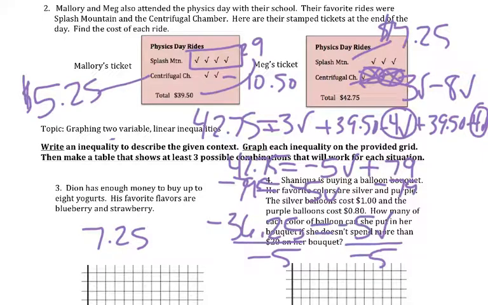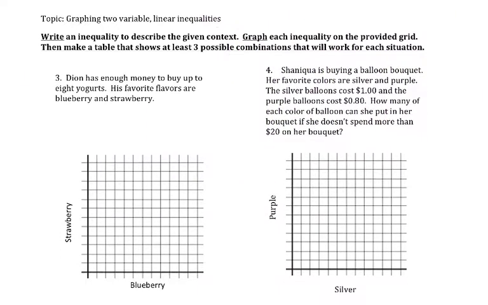Okay. All right, let's take a look now. So write an inequality to describe the given context, graph each inequality on the provided grid, then make a table to show at least 3 possible combinations that work for each situation. So Dion has enough money to buy 8 yogurts. His favorite flavors are blueberry and strawberry. Okay, so let's think about this. To graph it's pretty easy, right?